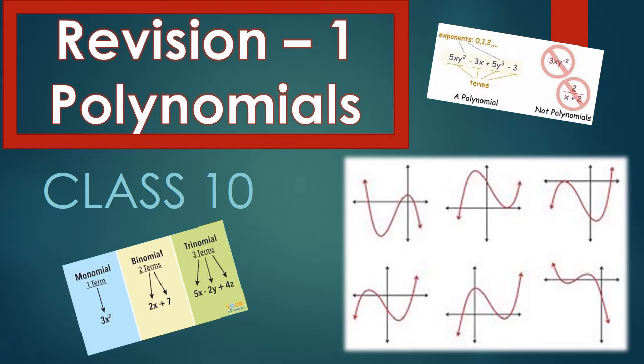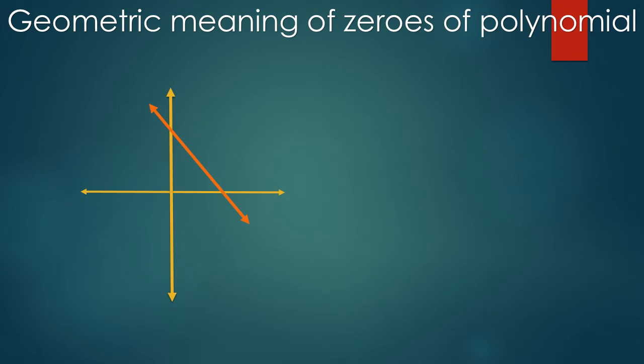Today we are going to see class 10 polynomials first revision in this chapter. So first we will discuss the geometric meaning of the zeros of the polynomial. In class 9 you had learned how to find the zeros by calculation, and now this year you are going to find out how to find the zeros of the polynomial geometrically. So it is as simple as what you had learned in your ninth standard.